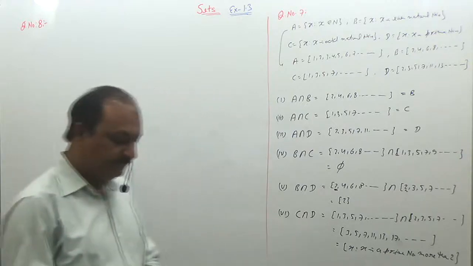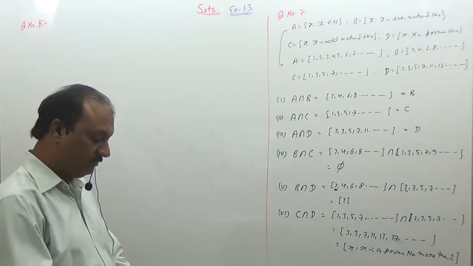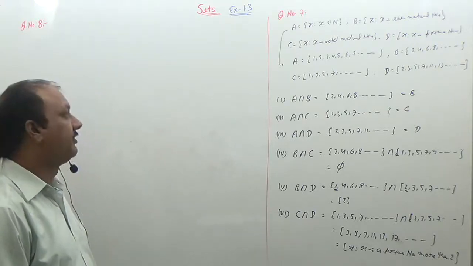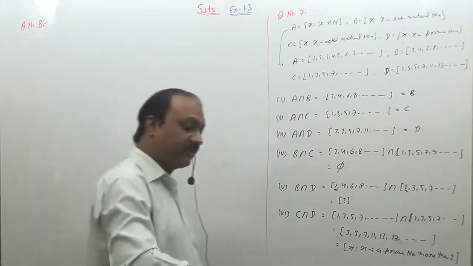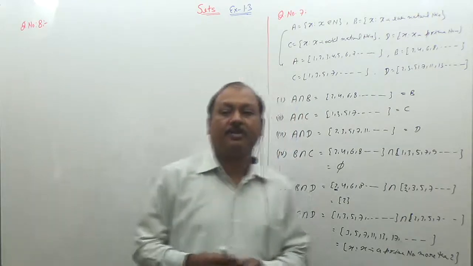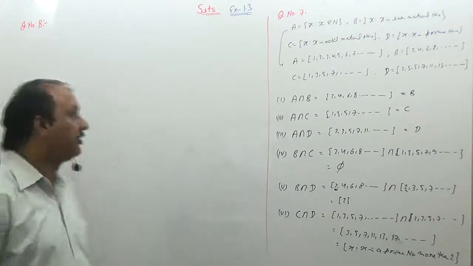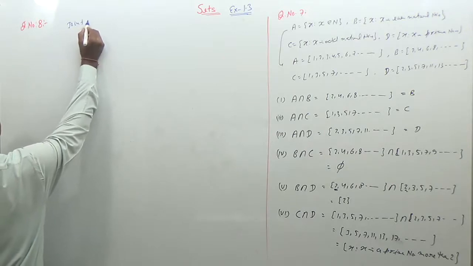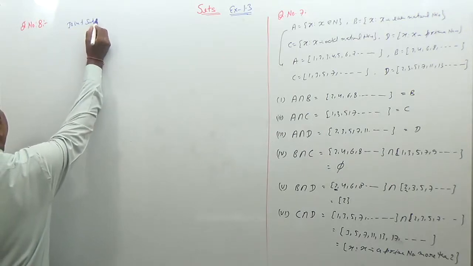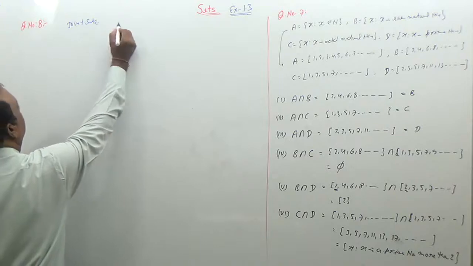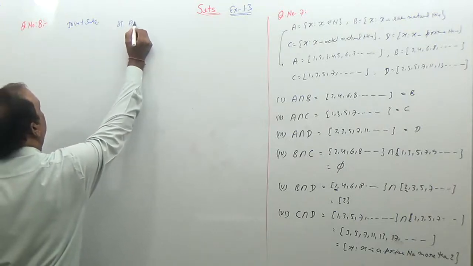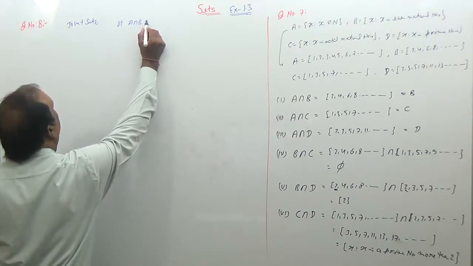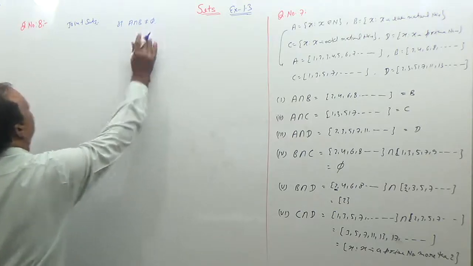Now question number 8. Question number 8 is, which of the following pairs of sets are disjoint sets? So first, we explain joint or disjoint sets. Joint sets: if A intersection B is not equal to phi.